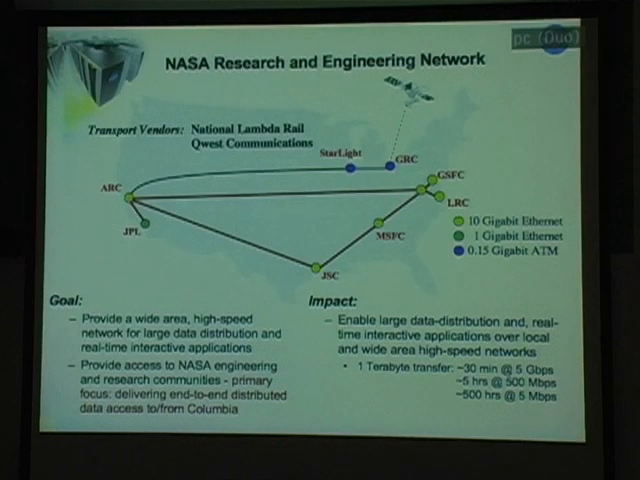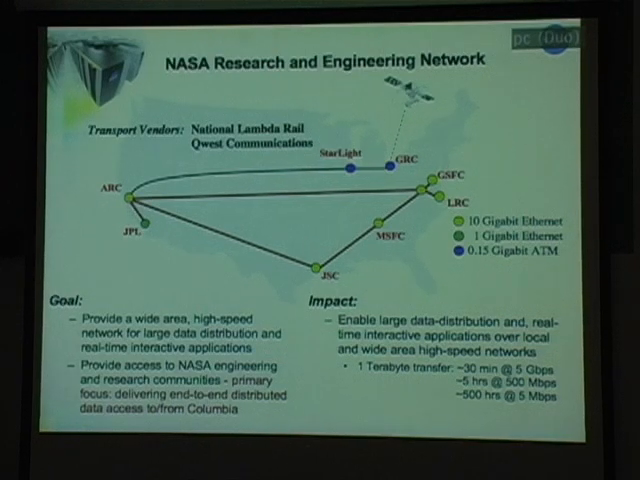There are several things that we're using at this time. The National Lambda Rail, which is a consortium of various industry and academic partners as well as other agencies. And currently we have a high-bandwidth connection between Ames and Goddard. There are other connections to JPL, but it also depends upon what the internal local loops are within each of these centers. But again, the primary focus for doing this is that you have end-to-end distributed data access to and from Columbia across the agency.